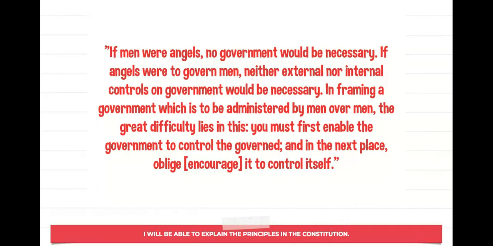Next, in framing a government which is to be administered by men over men, the great difficulty is this. So since we're not angels, okay, we're not perfect, here's the difficulty in forming a government. You must first enable the government to control the governed. So the government has to have enough power to be able to control the people, to not let there be riots or Shays' Rebellion again. Okay, they need to have enough power to do that.